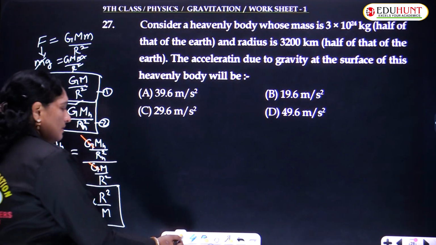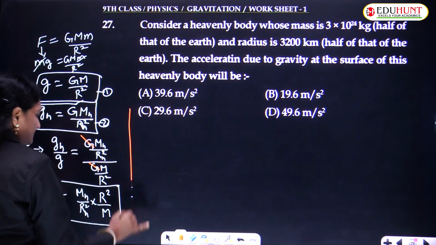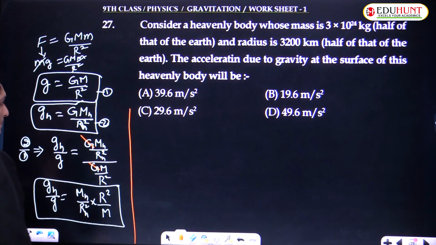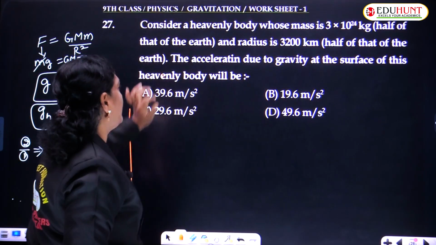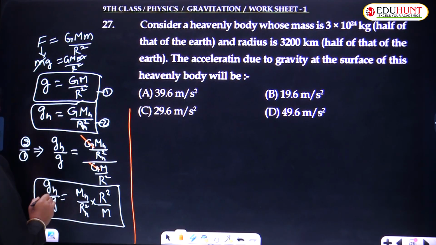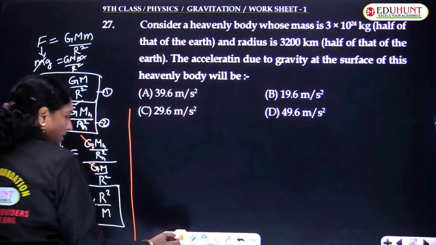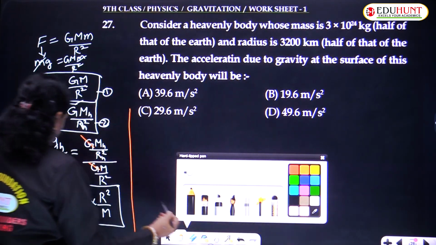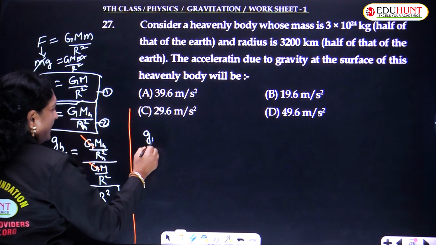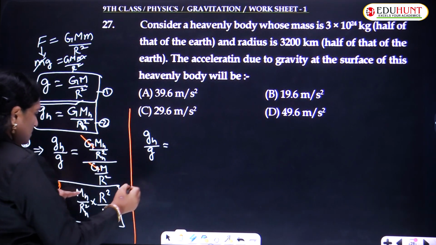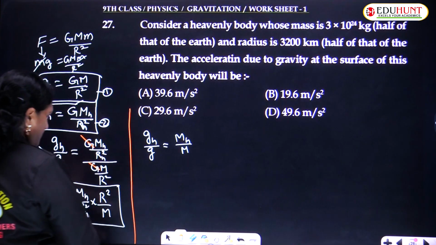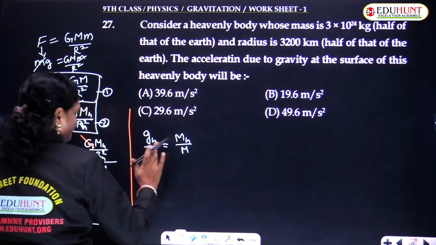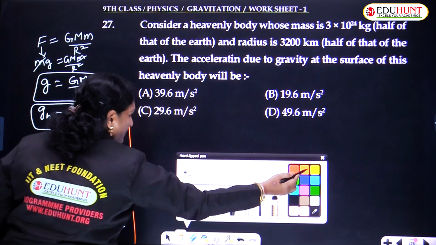This we have already gone through in the previous concept. Rearranging the terms properly, what are you asked to find out? Acceleration due to gravity on the surface of this heavenly body. So you are asked to find the value of gH. So anyhow, let us continue. gH by g equals MH upon M. Okay, no need. First of all, let us write the given values.